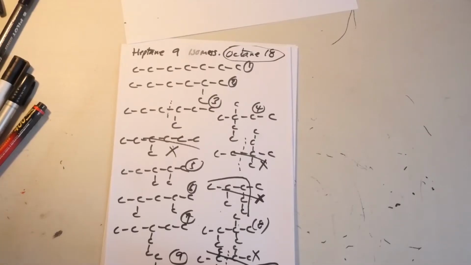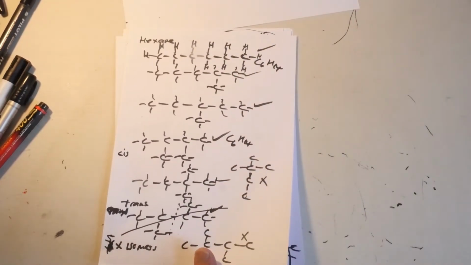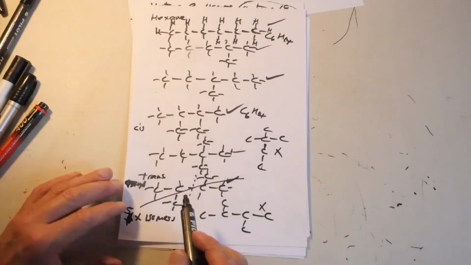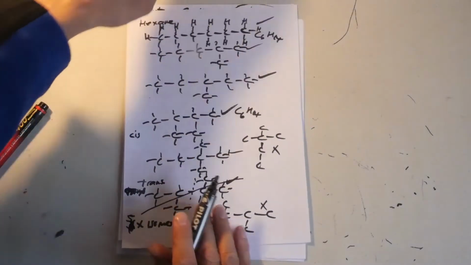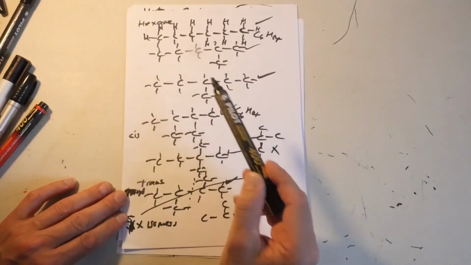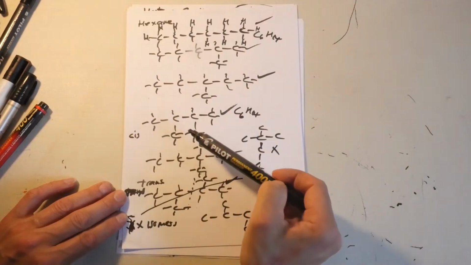I mentioned earlier in the video, about hexane, that I said there were 6 isomers. There's actually 5. For National 5, it's 5, okay? 1, 2, 3, 4, 5, okay?